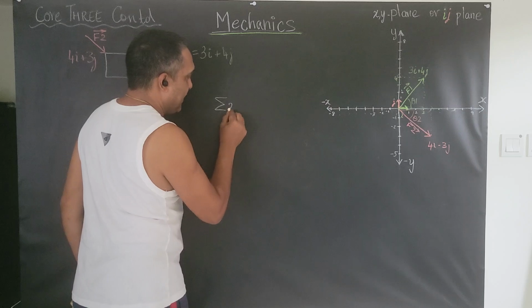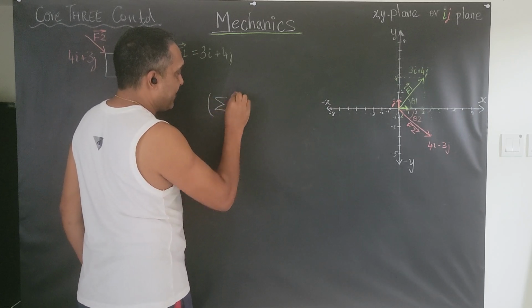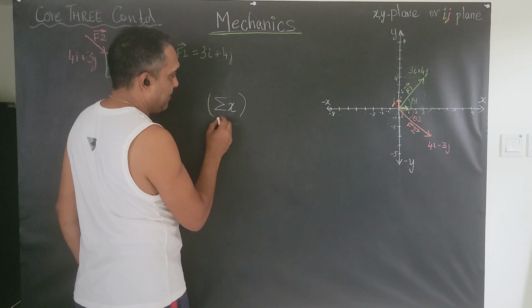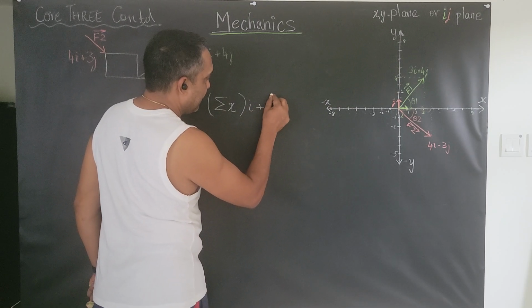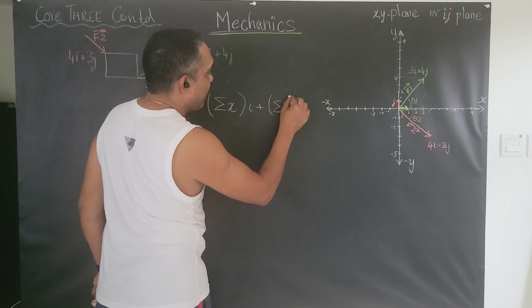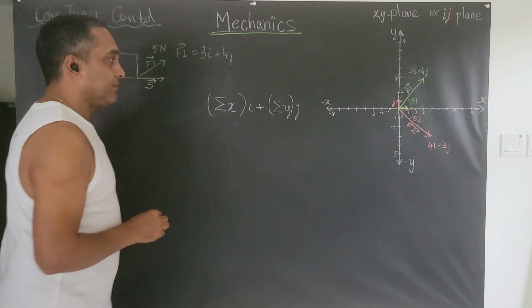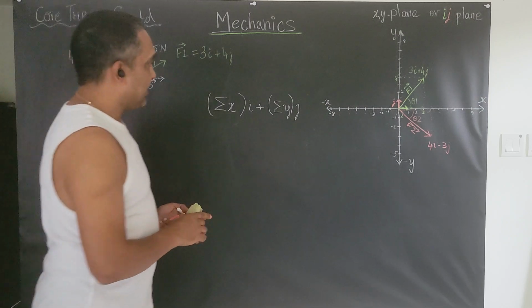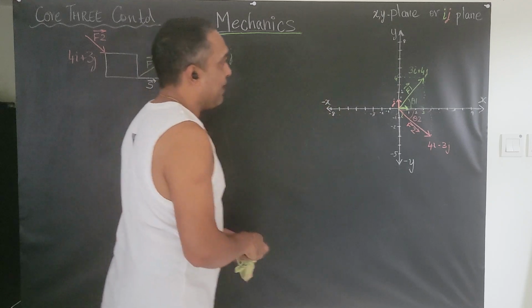So it's simply the sum of all of the x coordinates of however many vectors you have, times i, and the sum of the y coordinates of however many vectors you have will give you that resultant vector. Something to understand and just keep in mind. Okay, let's go back to this example and see what happens.